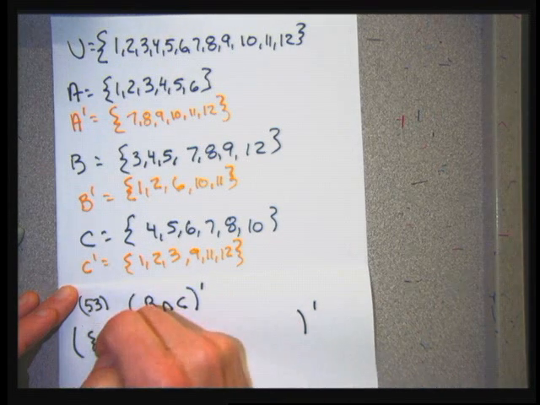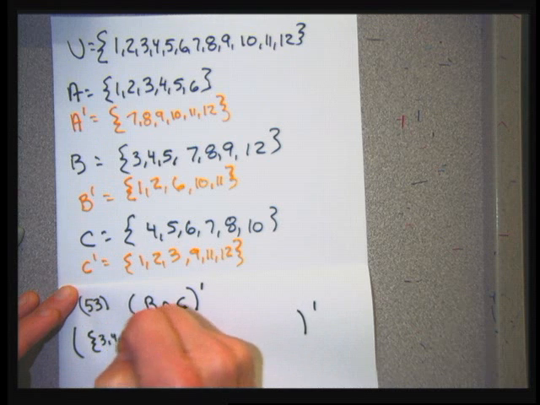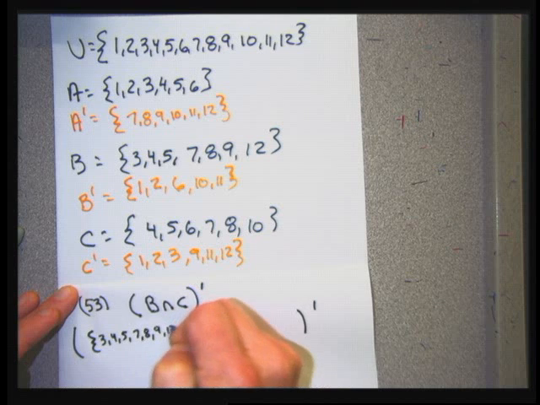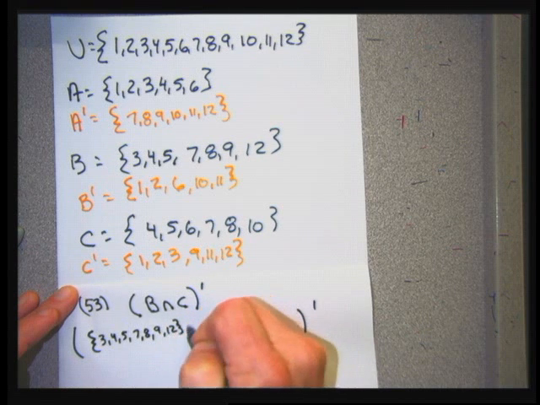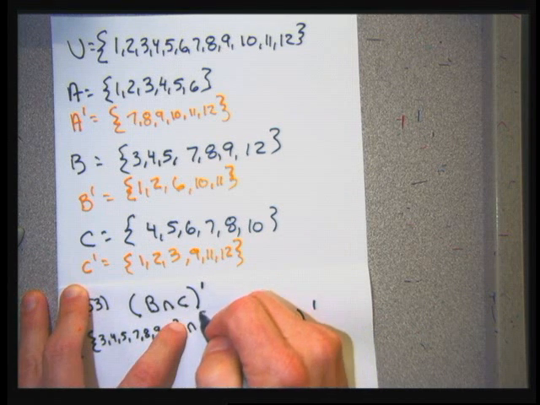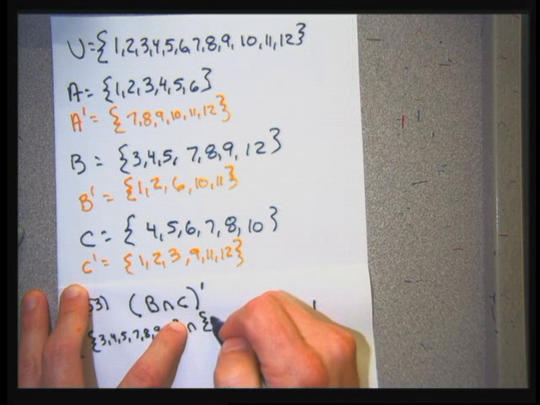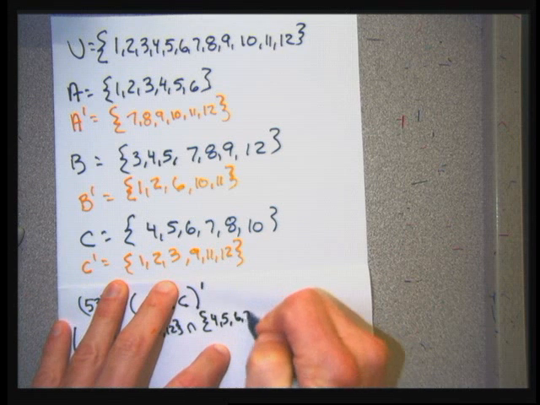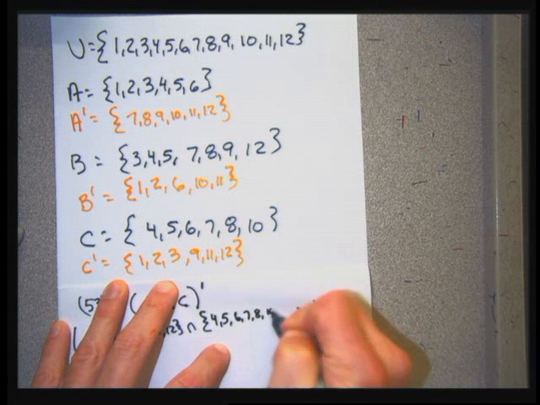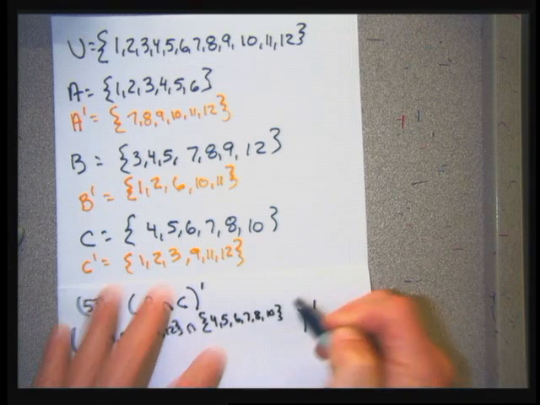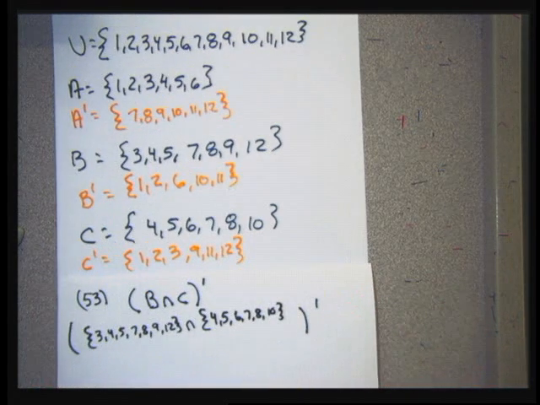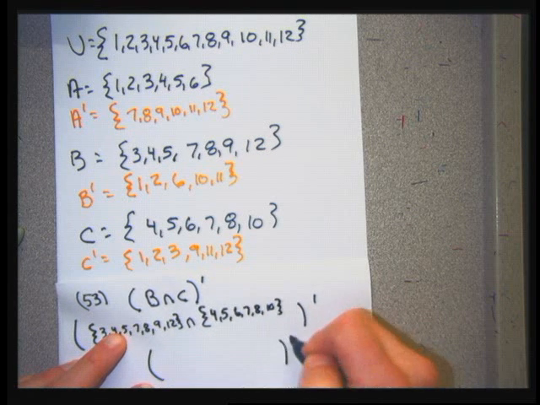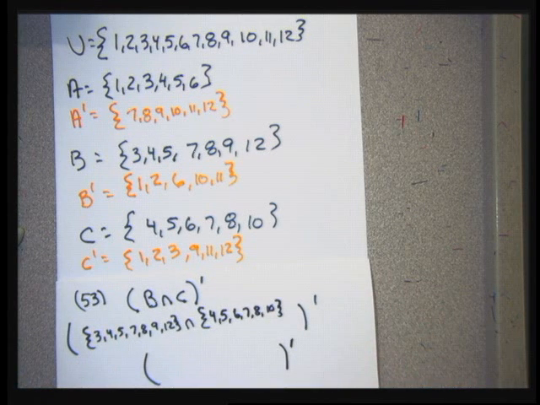I'm going to take the B set, which is 3, 4, 5, 7, 8, 9, and 12, intersect that with the C set, and that will allow me to make the 2 sets in the parentheses down to 1 set. And then I'll worry about the outside of the parentheses. So the inside of the parentheses, which I always do first in order of operations, wants me to take the 2 sets inside and find their intersection.